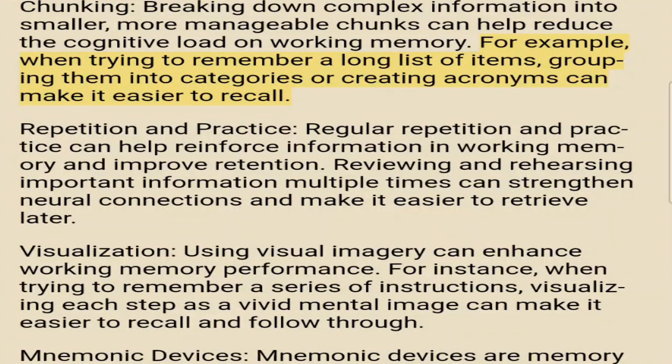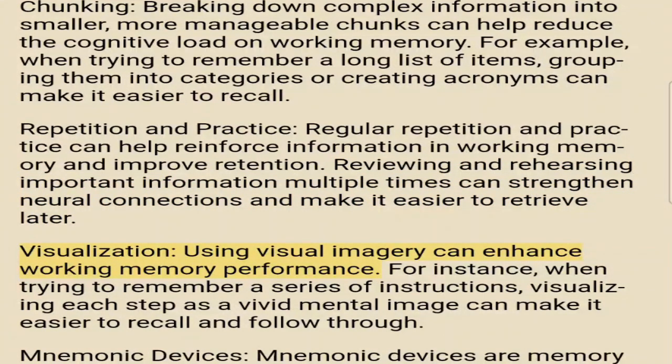For example, when trying to remember a long list of items, grouping them into categories or creating acronyms can make it easier to recall. Repetition and practice. Regular repetition and practice can help reinforce information in working memory and improve retention. Reviewing and rehearsing important information multiple times can strengthen neural connections and make it easier to retrieve later.